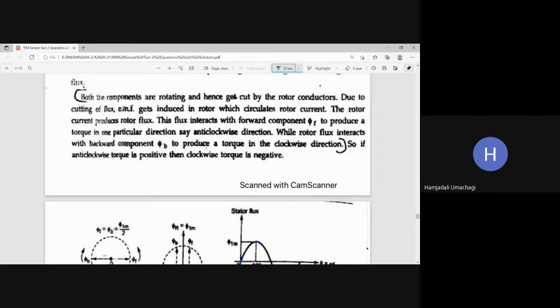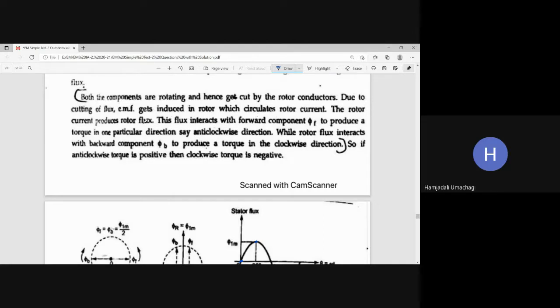Because of that, if the stator flux is cut by the rotor conductors via the air gap, then EMF gets induced in the rotor, and voltage is available in the rotor. This rotor voltage will cause rotor current to flow. It will circulate rotor current. Now the rotor current is going to produce its own flux. Already the stator flux pi 1 m is available. After the generating action, rotor EMF is induced and rotor current starts to flow. Once again, those rotor currents will produce a rotor flux.